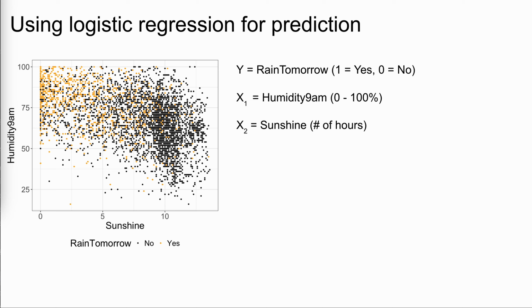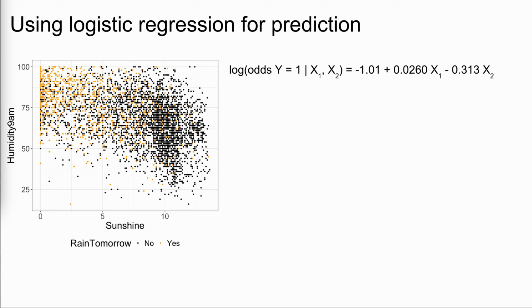To begin, suppose we wish to predict whether or not it rains tomorrow, yes equals 1, no equals 0, based on two predictors. Today's 9 a.m. humidity level on a scale from 0 to 100%, which we'll represent as x1, and the number of hours of bright sunshine today, which we'll represent by x2. Since y is binary, we can model this relationship using a logistic regression model.